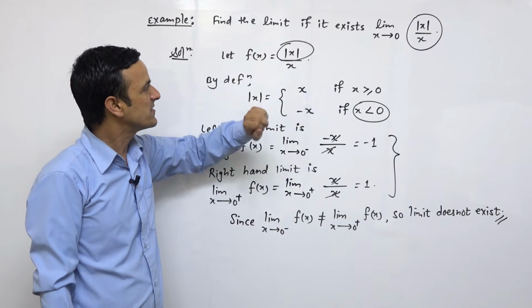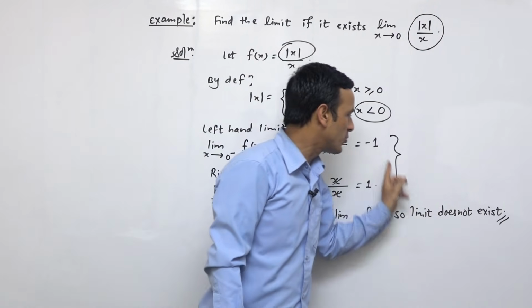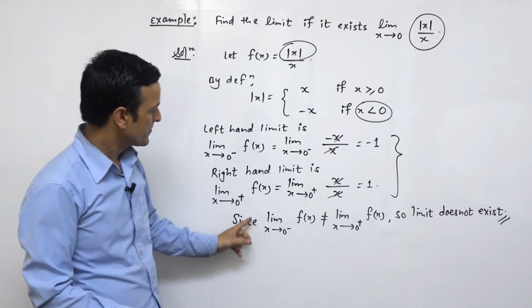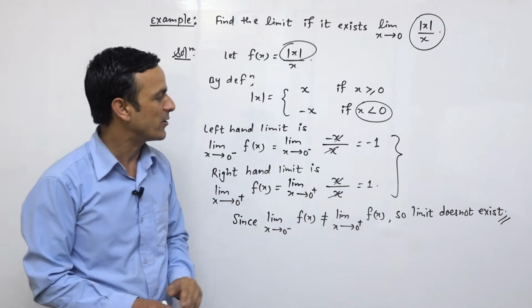So we can't find the limit of this function because the left and right limits are not equal. That's why there is no limiting value of this function.